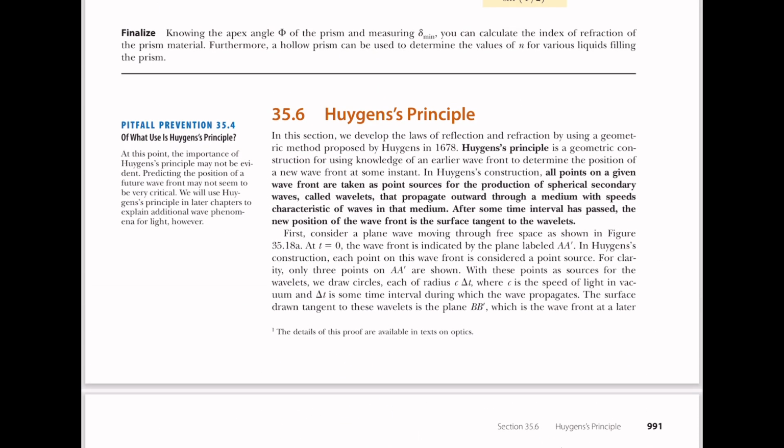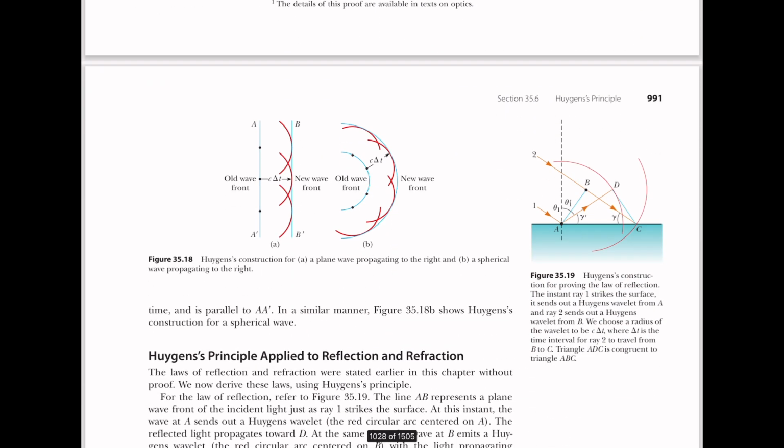First, consider a plane wave moving through free space as shown in figure 35.18a. At t equals 0, so time equals 0, the wavefront is indicated by the plane labeled A prime. You see the plane labeled A prime. At the top of that blue line is A, at the bottom is A prime, and that's a whole plane. You can imagine a picture drawn on a 2D piece of paper, and the plane going in and out of the piece of paper like this, and the little blue line labeled A prime is just a cross section of that plane.